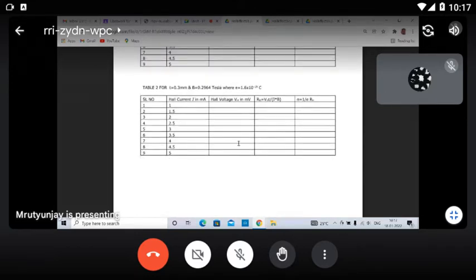Then go to table 2. In table 2, just check: T is the same as table 1, but B is different, that is 0.2964. How to change it, I'll say. You just make sure first.